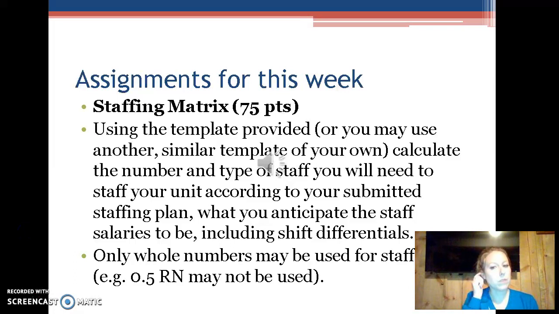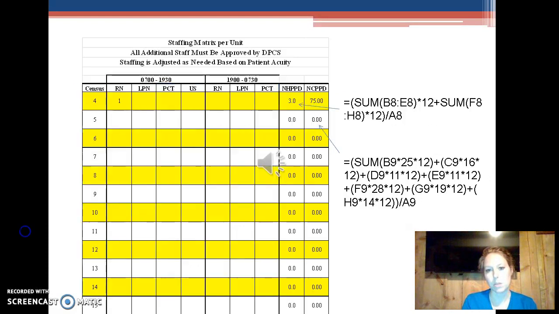Using the template provided, or if you find another one similar to the one template of your own, you're going to calculate the number and type of staff you'll need to staff your unit according to your submitted staffing plan and what you anticipate the staff salaries to be, including the shift differentials. Only whole numbers may be used for staffing, so no 0.5 or part-time RN cannot be used.